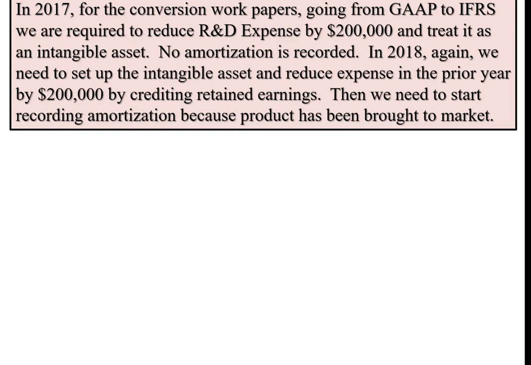Now, what happens on our conversion work papers? In 2017, for the conversion work papers, going from GAAP to the international standard, we are required to reduce our R&D expense by $200,000 and treat it as an intangible asset. We do not do any amortization. In 2018, again, we need to set up the intangible asset and reduce expense in the prior year by $200,000 by crediting retained earnings. Then we need to start recording amortization because the product has been brought to market.